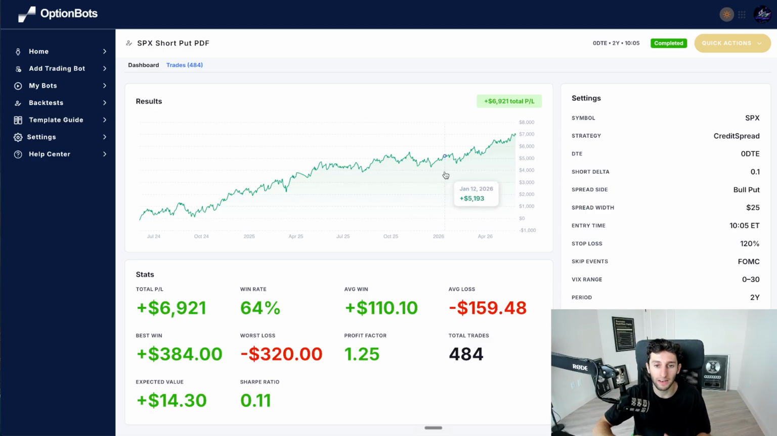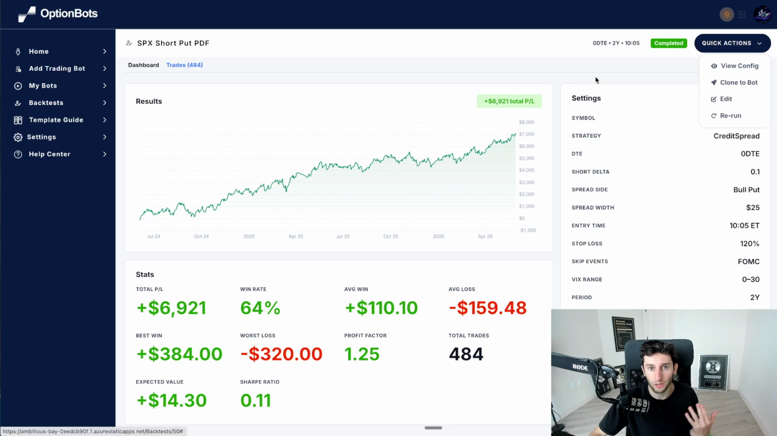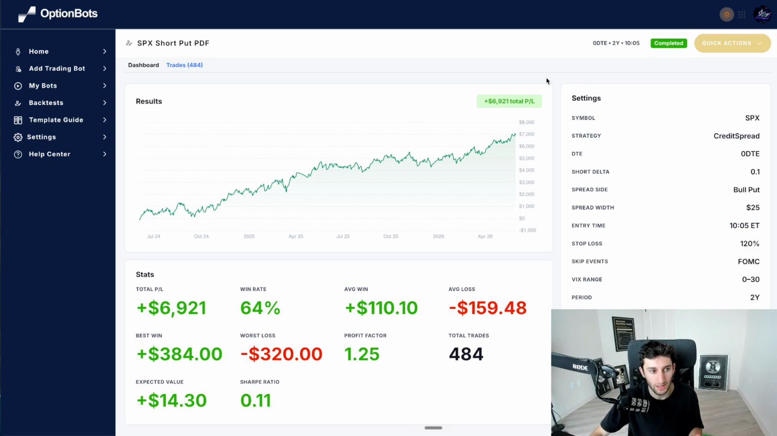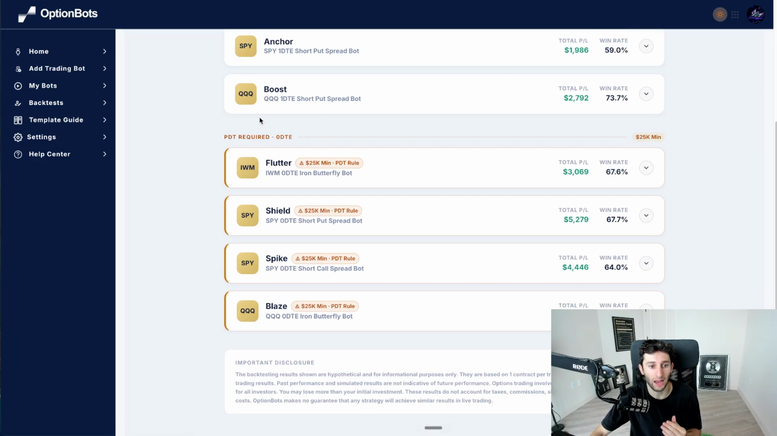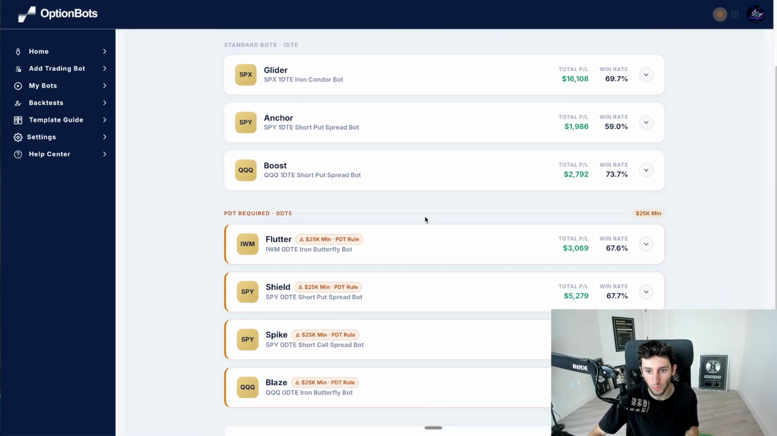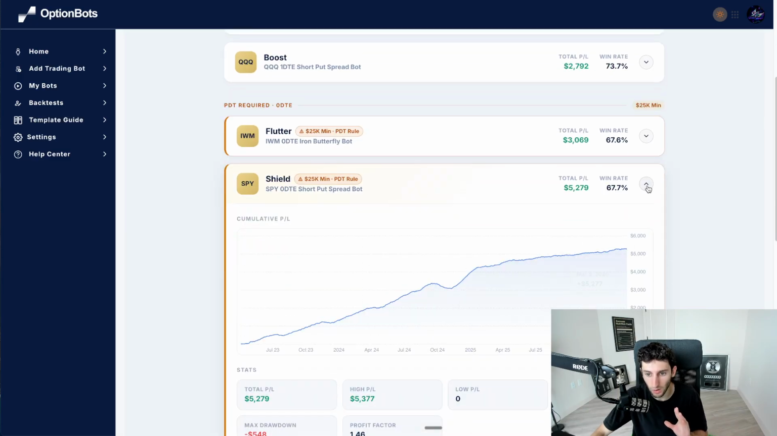But now that the PDT rule is gone, I can take this exact strategy and just clone it to my live trading account. It's really cool because we also offer pre-built templates. If you look at this on our template guide, we had to split it: we have our 1DTE bots and our 0DTE bots. All these 0DTE bots performed really well compared to these ones, and you can see how well the chart looks.